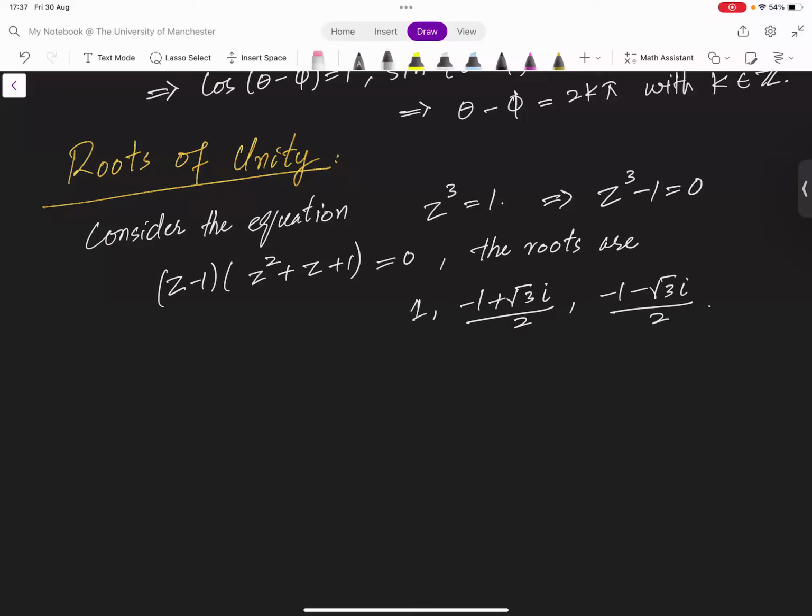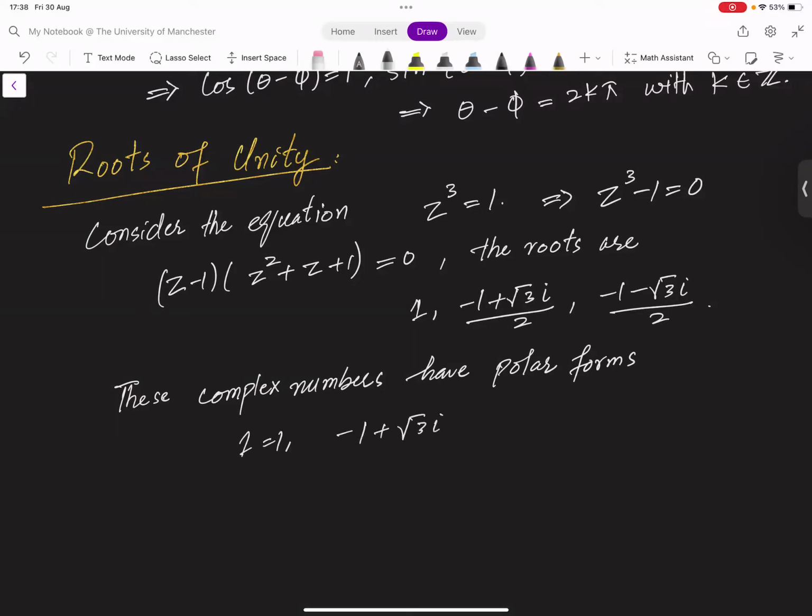These complex numbers have polar forms. So 1 is 1, minus 1 plus under root 3 iota over 2 is nothing but e power 2 pi iota over 3. Similarly, minus 1 minus under root 3 iota over 2 is e power 4 pi iota over 3.